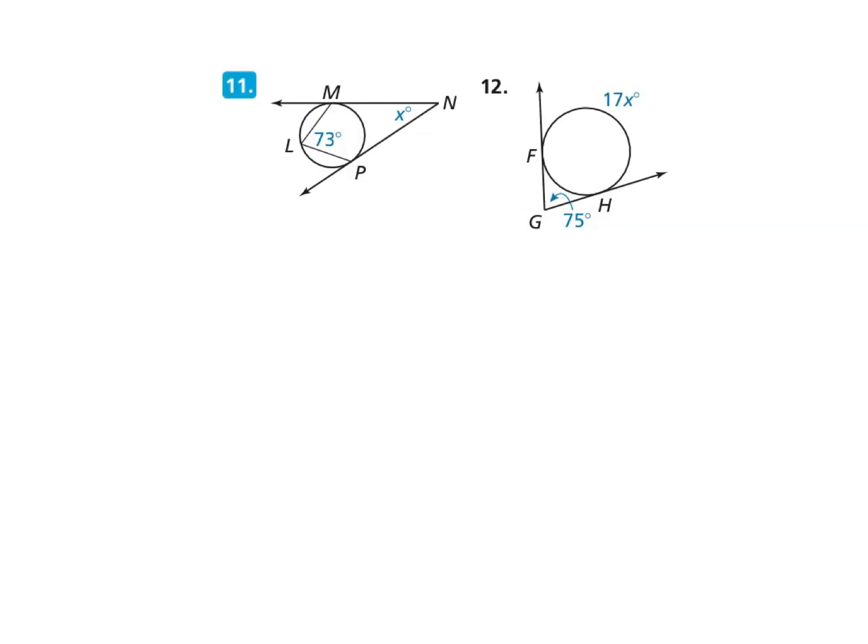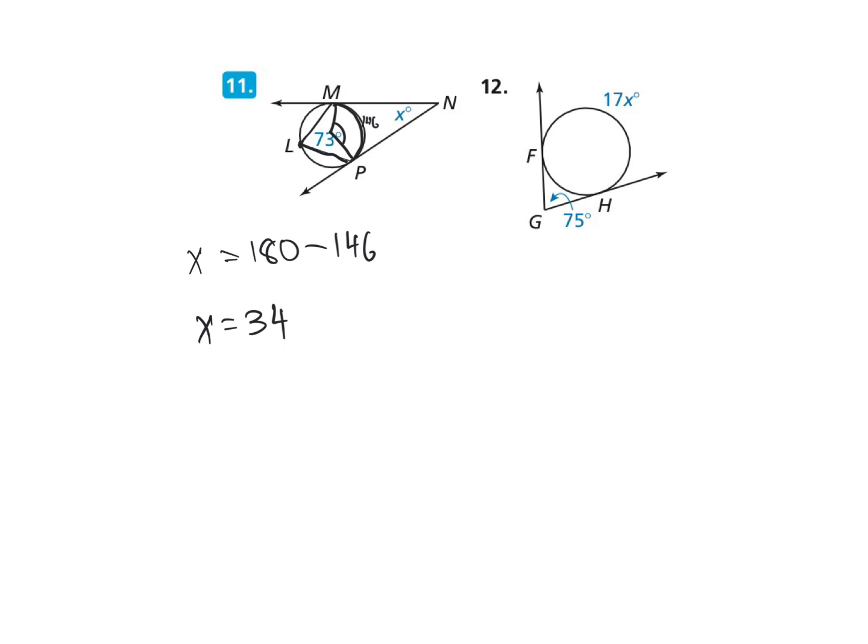Number 11. Okay, so now if this is 73, then that means this arc is twice that. Remember, on the circle is half of the arc. So if we take 73 times 2, that gives us the arc of 146, which is the same as the central angle. So x is 180 minus the central angle of 146. So 180 minus 146 is 34.